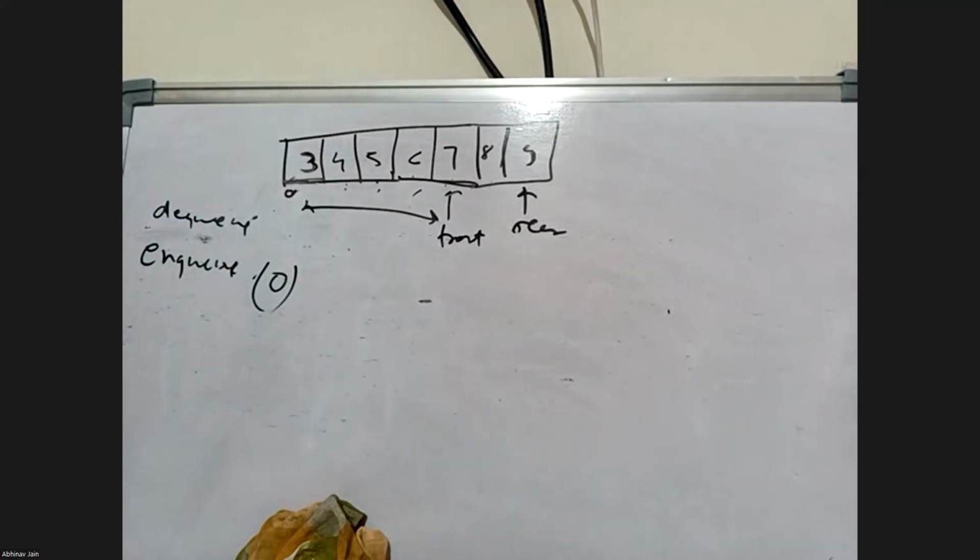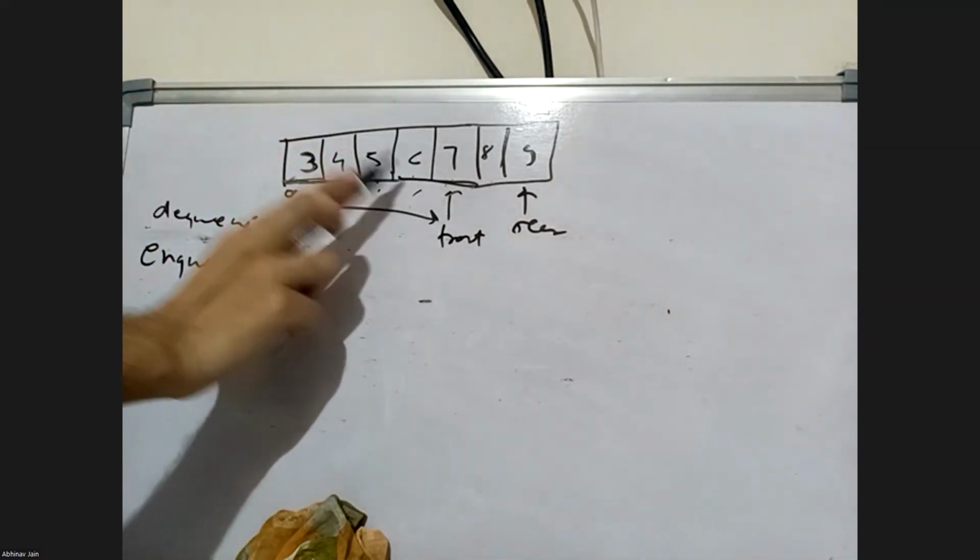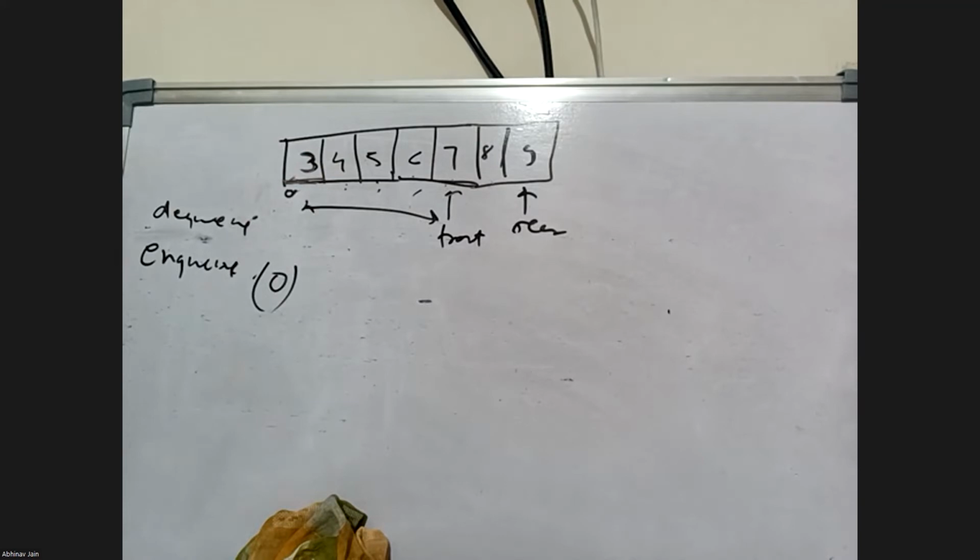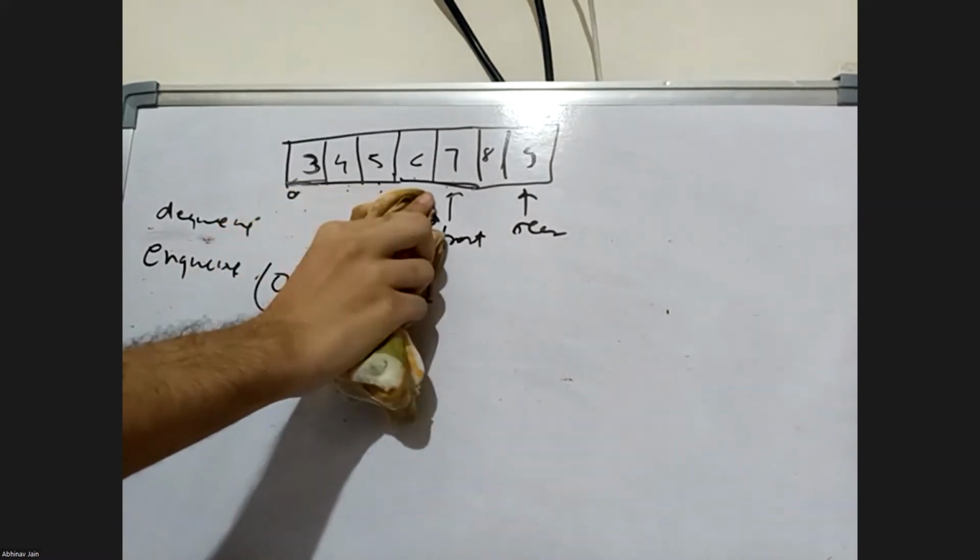So we are effectively using less than half of our memory here. That's the problem, and that's why we design a circular queue. What happens in a circular queue? Let's see. So this is the condition.